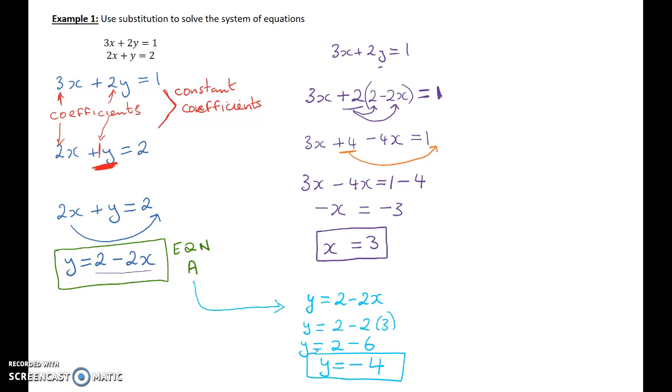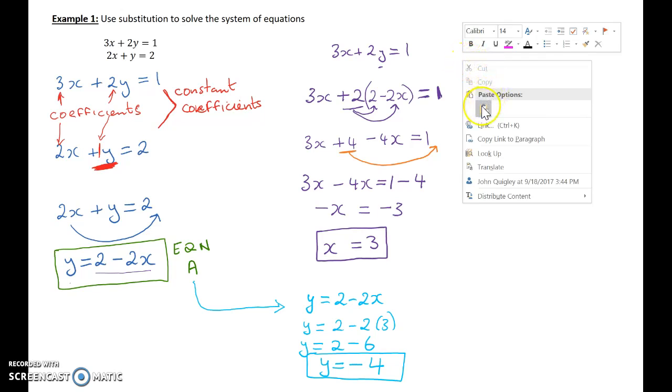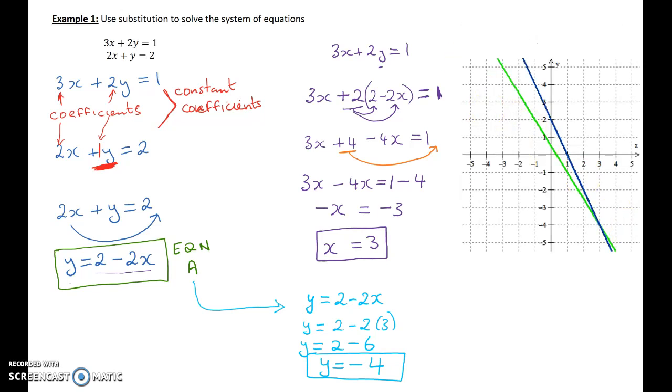Now you're not asked to do this, but let's just check it graphically. Okay, and I think I can pull up the graph here. And there's the graph, and we can see that the two lines meet at this point down here. And if you look at the x-coordinate is 3, and the y-coordinate is negative 4. Okay, so we can prove it graphically, as we have done here on the right, and we prove it through all these steps that we've gone through.